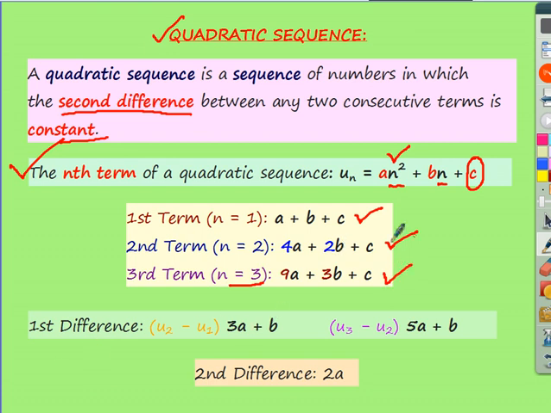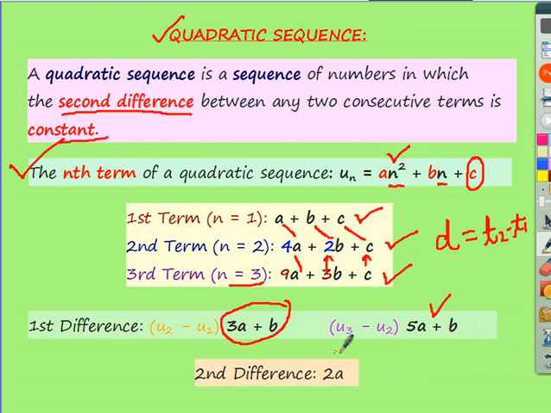So the first difference, like in arithmetic progression, difference is t2 minus t1, or you can say u2 minus u1. So u2 means term 2. So when you subtract 4a and a, you will get 3a, 2b minus b, you will get 1b, and c minus c, you will get 0. So your first difference comes 3a plus b for these two terms. And when we subtract 9a minus 4a, we get 5a, 3b minus 2b, we get 1b, and c minus c is 0. So we get 5a plus b. I'll explain more when I solve the sums.